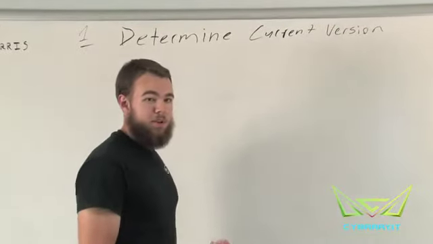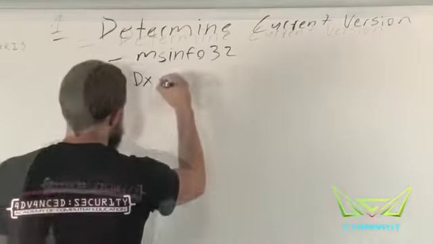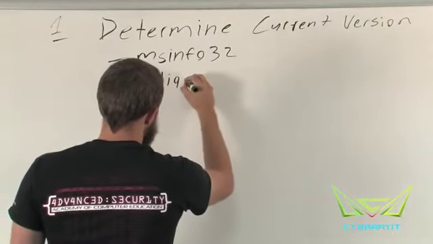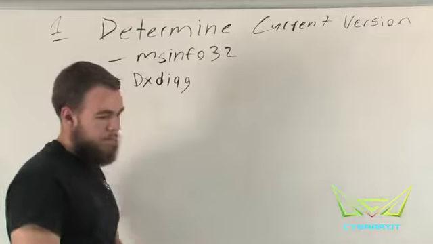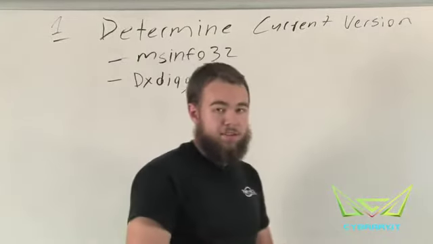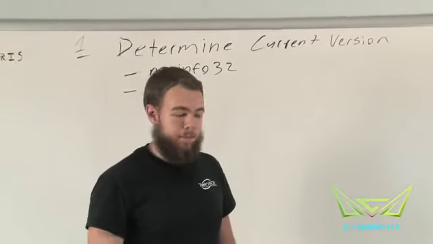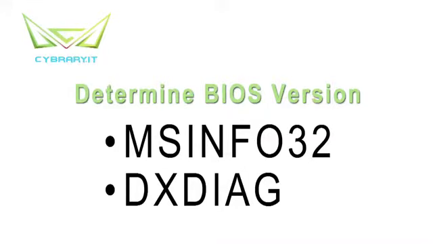And this is going to be specifically for Windows users. These two commands are going to be msinfo32 as well as dxdiag. In both of these instances, we'll be able to check out our current BIOS version and our BIOS type. Now, with that information, we want to copy that down, of course. And then we'll move on to our next step, which is finding the correct BIOS update.